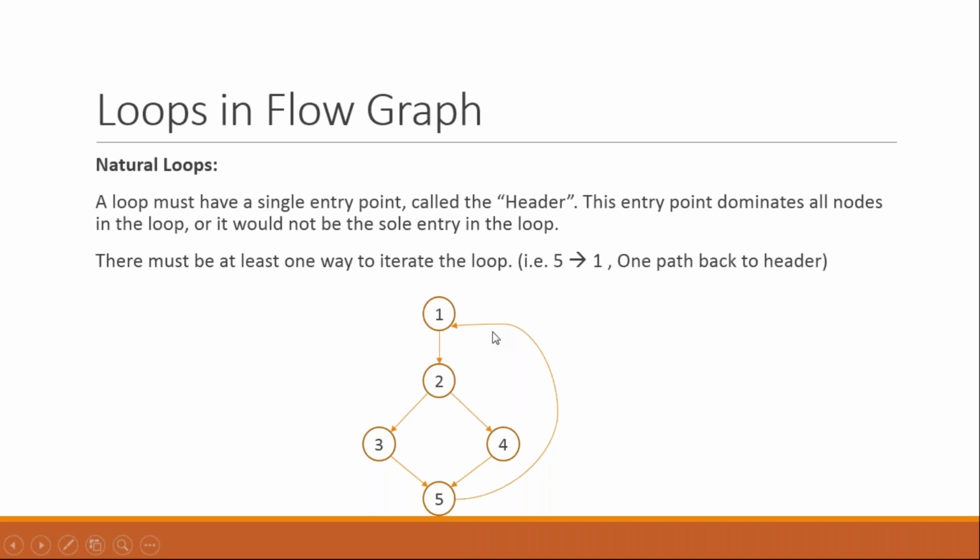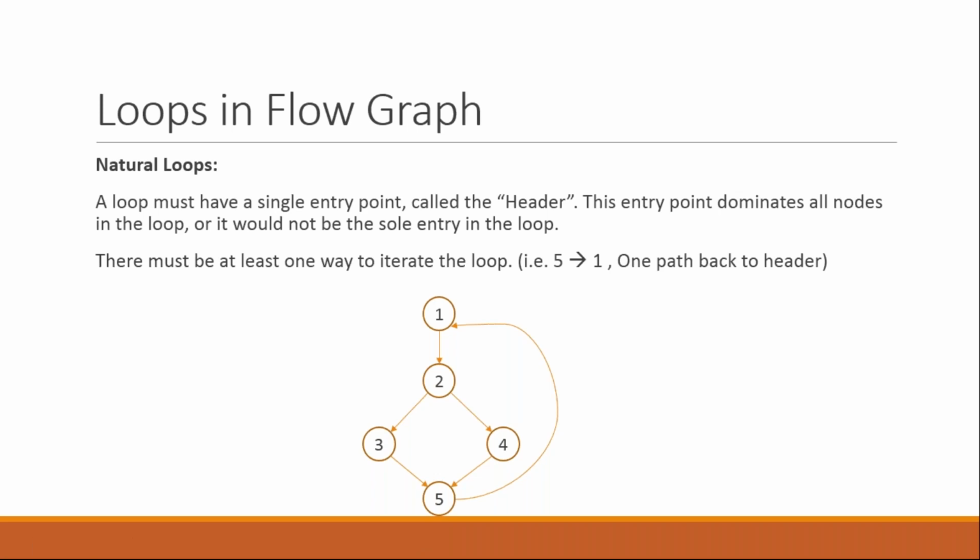The first and foremost thing for the natural loop is the header entry. The header entry point dominates all nodes in the loop. Yes, our first point is fulfilled here. And the second point: there must be at least one way to iterate the loop. That means there must be one path from which I can directly reach the header node. That is known as a natural loop, right?